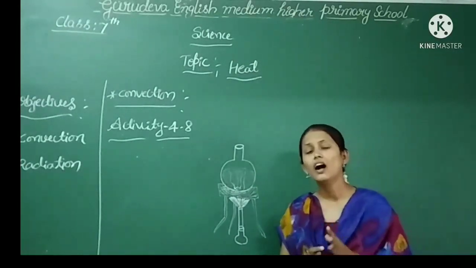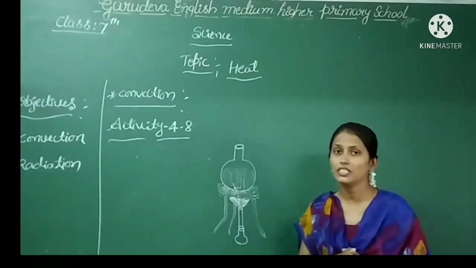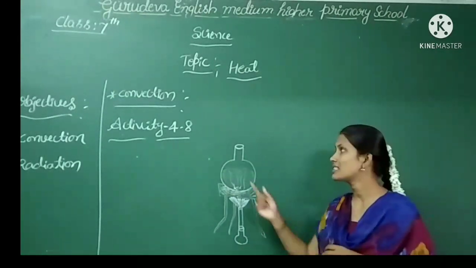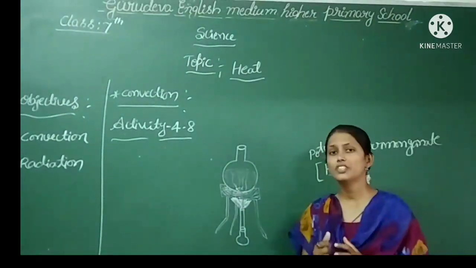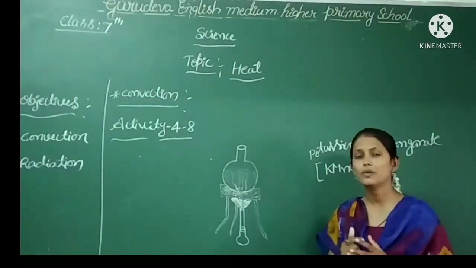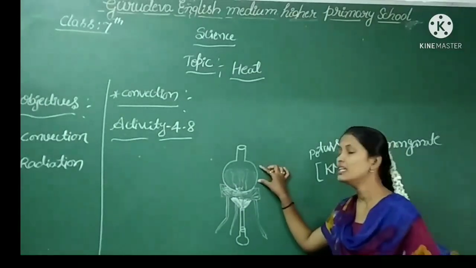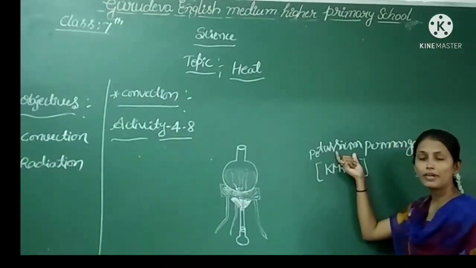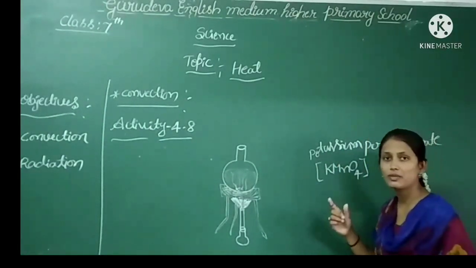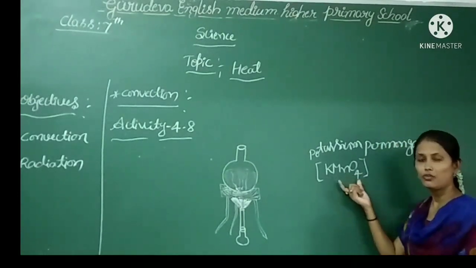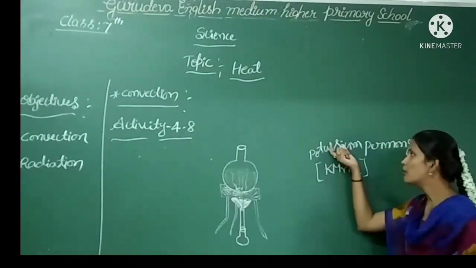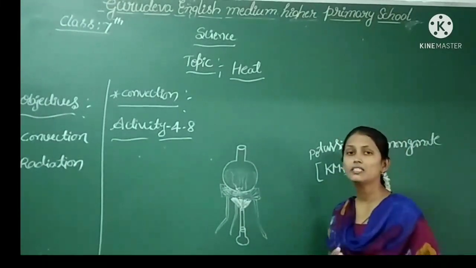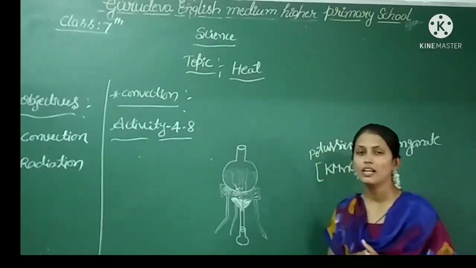To understand how heat is transferred in water, we will do an activity, activity 4.8. Dear children, to do this activity we need some materials: a round bottom glass and a compound, potassium permanganate. The molecular formula of potassium permanganate is KMnO4. With this, we also need a tripod stand, a burner and some water.